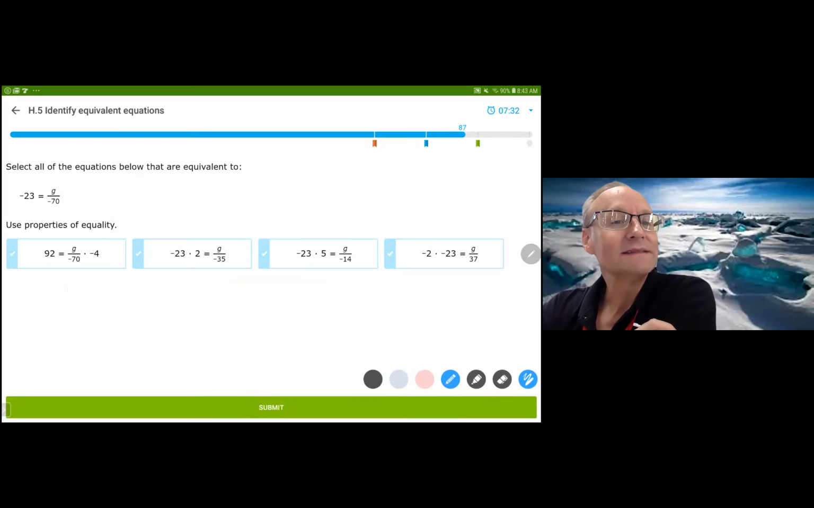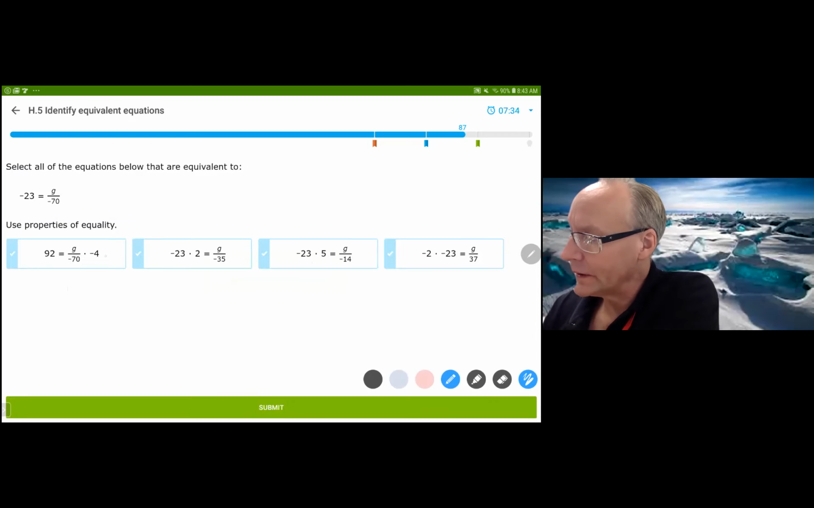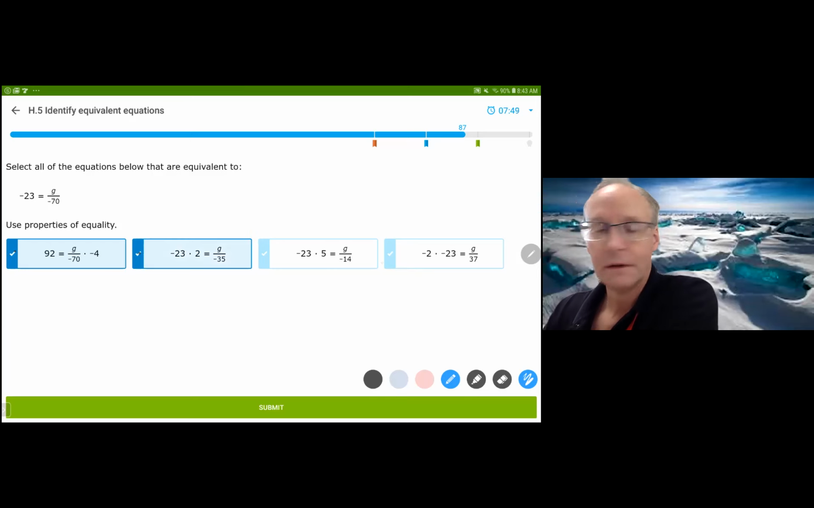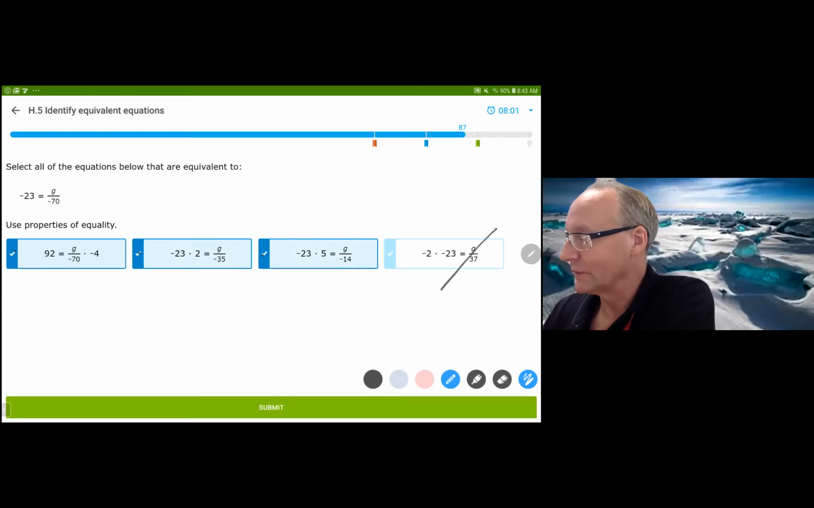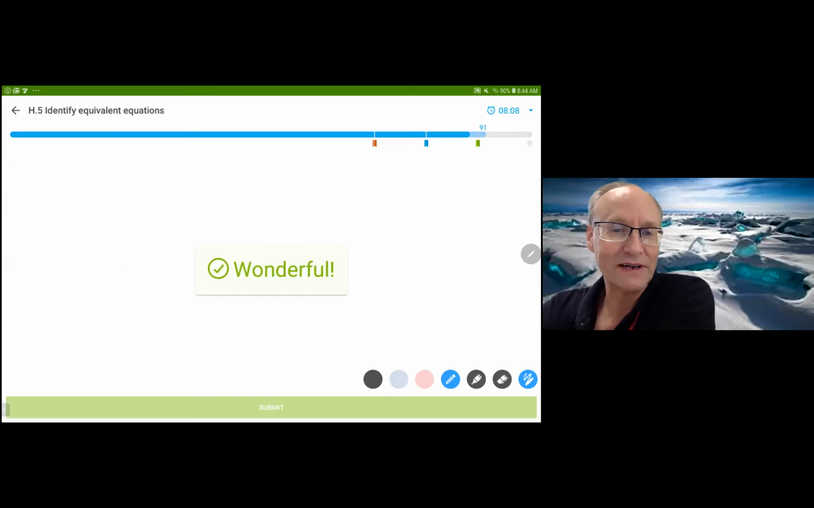Okay, let's see. We multiplied by negative 4, which does give us positive 92. Okay. What did we multiply by on the right here? We multiplied by 2 on the right, and we multiplied by 2 on the left. Yeah. In this third one, we multiplied by 5 on the left, and we multiplied by 5 on the right. And in this last one, we multiplied by negative 2, but this one, of course, should have been 35 in the denominator, so that one's wrong. They're going to try and trick me the same way.